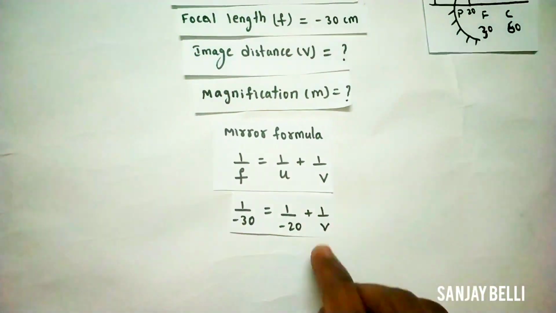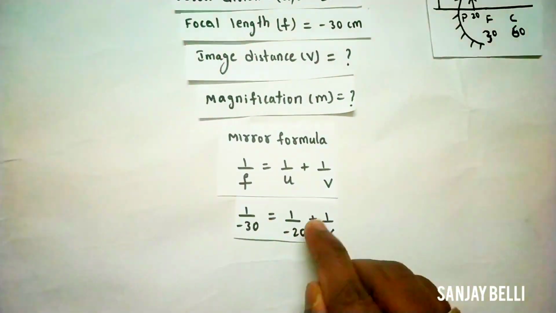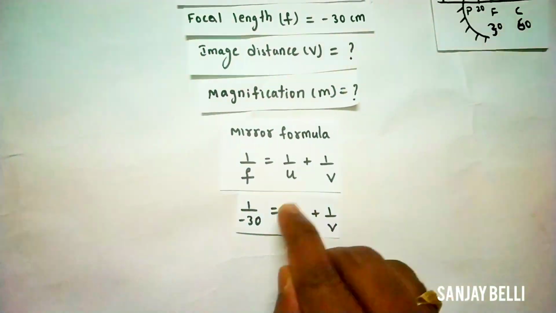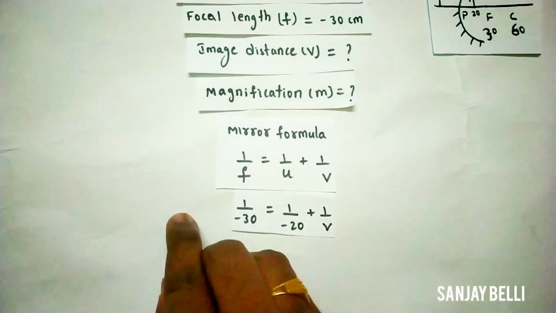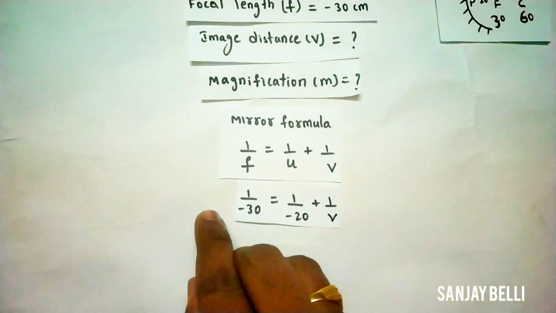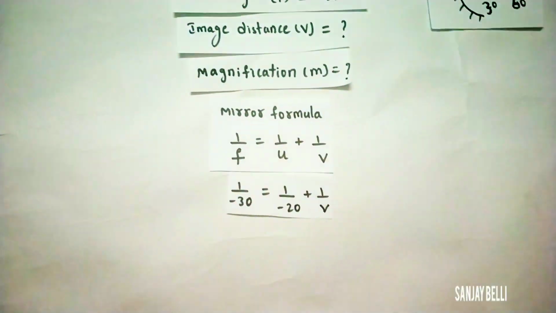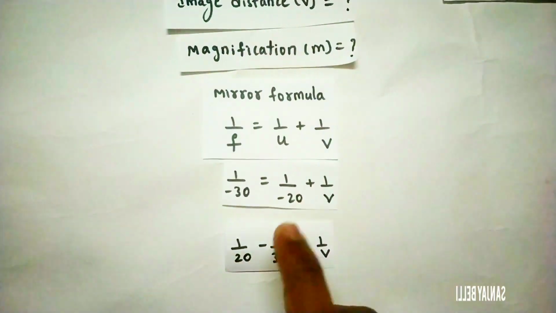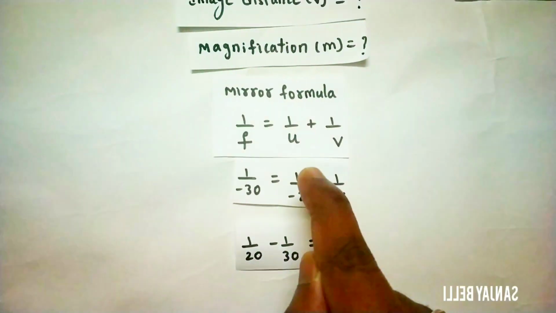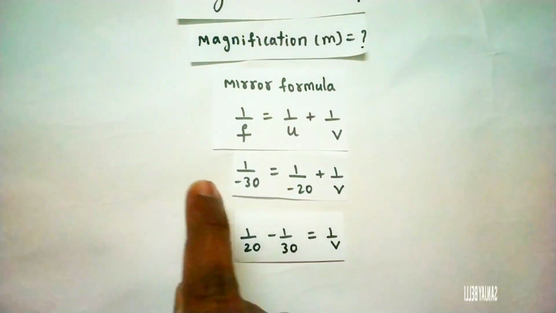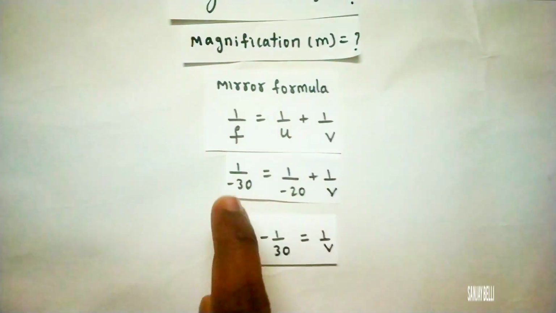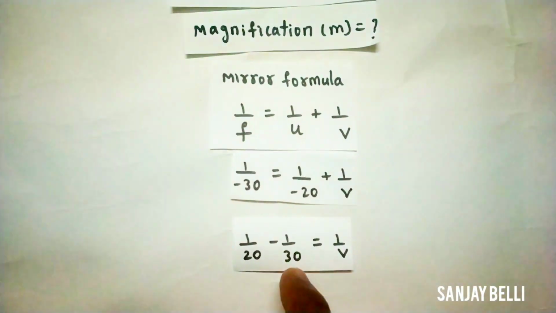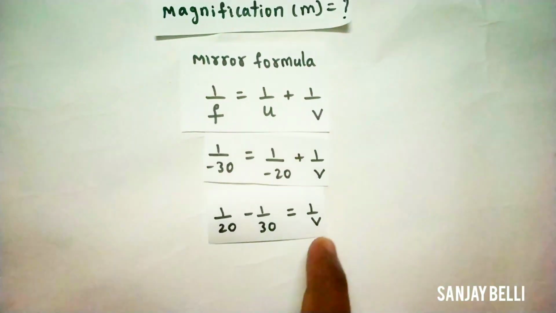Now next step, this 1 by minus 20 you have to shift towards the left side. Once you shift this towards the left side, it will become positive. That means 1 by 20 minus 1 by 30 equals to 1 by V. How we got this step? This 1 by minus 20 we shifted towards the left side, so it became positive. As it is, we wrote minus 1 by 30. 1 by minus 30 or minus 1 by 30, both are same, equals to 1 by V.